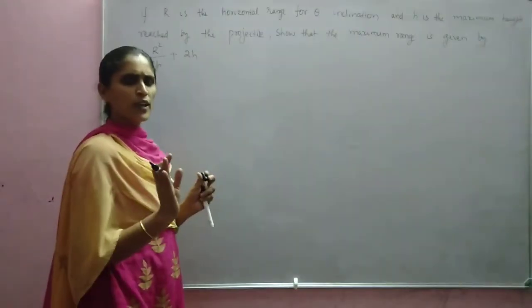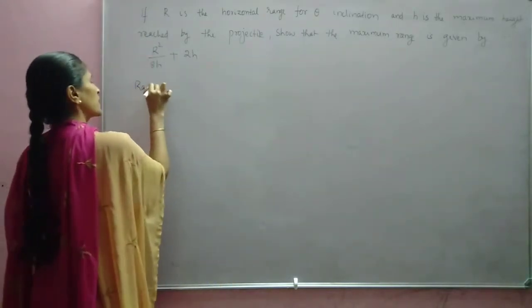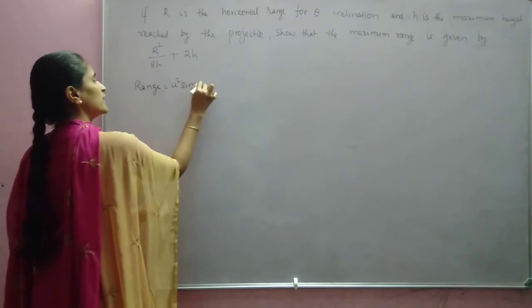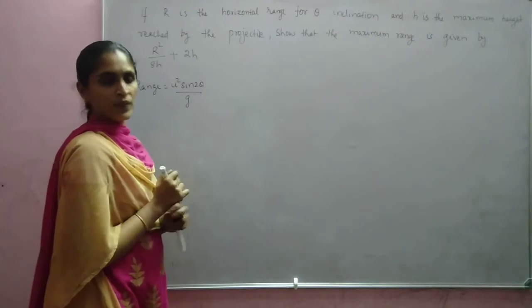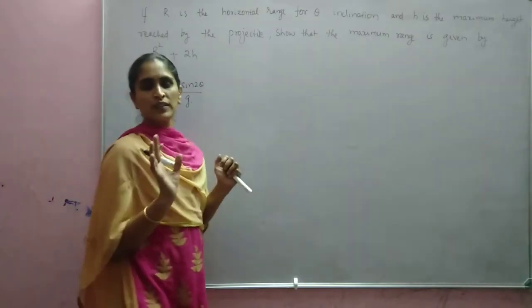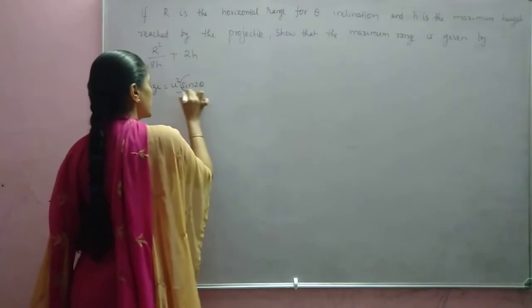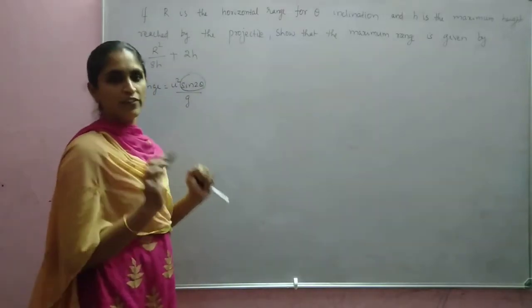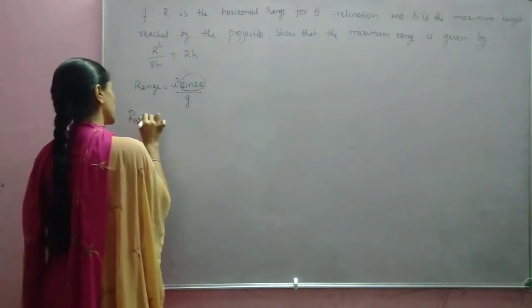You know the formula of range. Range is given by u square sin 2 theta by g. So when the range will be maximum, what is the maximum value of sine function? Maximum value of sine function is 1. So when this term becomes 1, we can say that range will be maximum for a given angle.